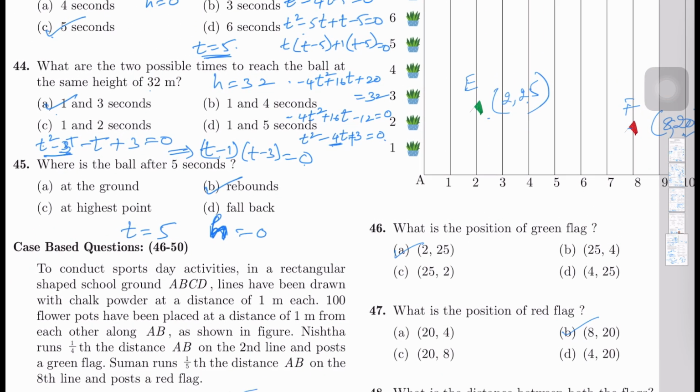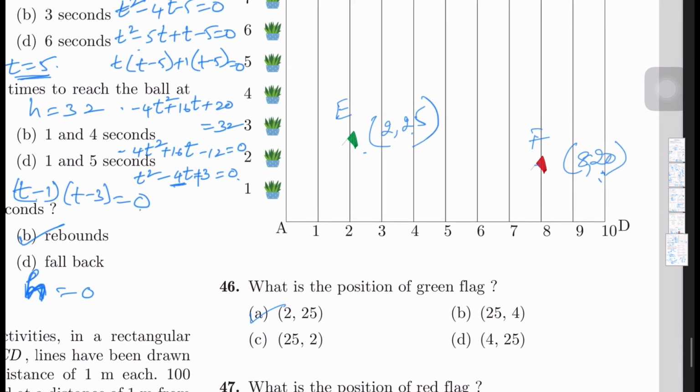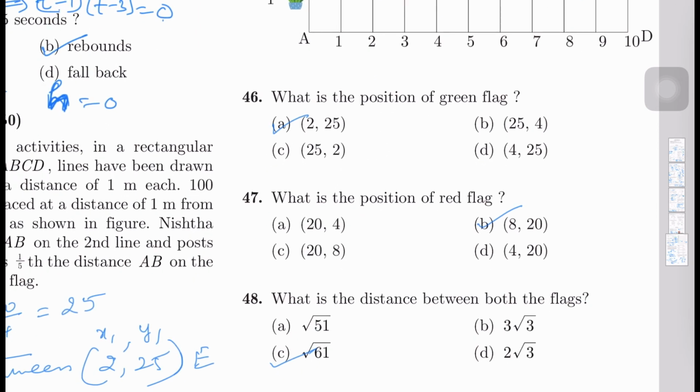So from the figure you can see that the point E is the green flag, point F is the red flag. So Nishita posts on the green flag at the point 225, that is 1/4 the distance of AB. So that is 225, and 1/5 the distance of AB. Suman posts the red flag at the point 820. So what is the position of the green flag? We'll see. First it is at the point 225. Next, what is the position of the red flag? The position of the red flag is at 820.